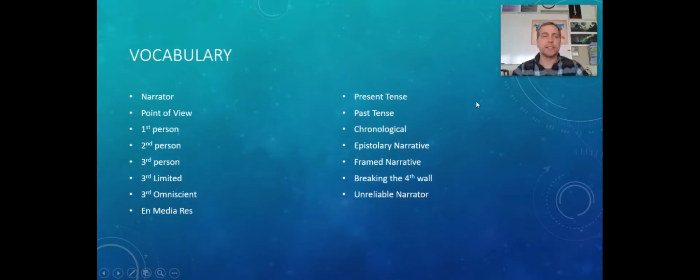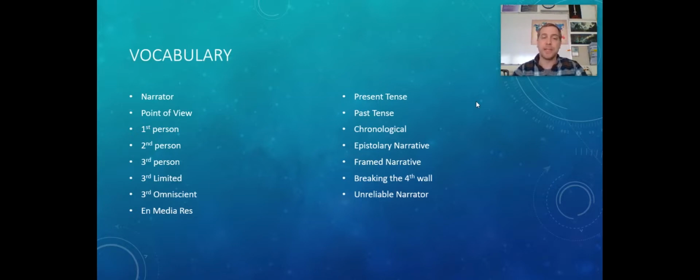Okay, looking at some of the vocabulary we have in this lesson, you should understand these terms by the end of this slideshow and presentation. You want to know what the narrator is. You want to know what the point of view of the story is. You're also going to want to know what first person, second person, and third person narration is. And you want to know the difference between third person limited and third person omniscient narration.